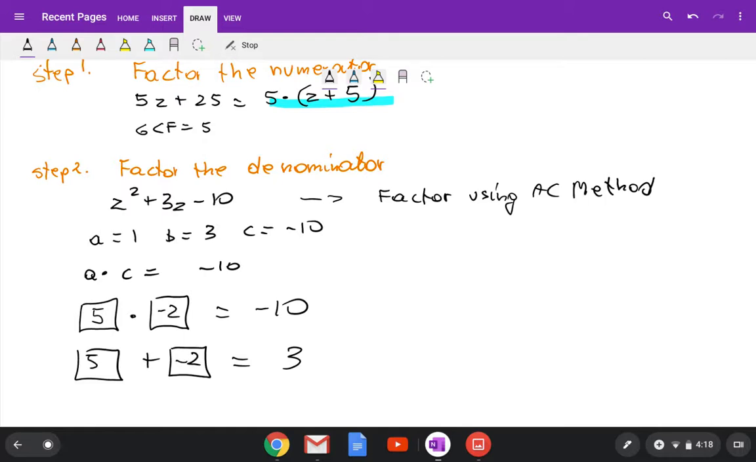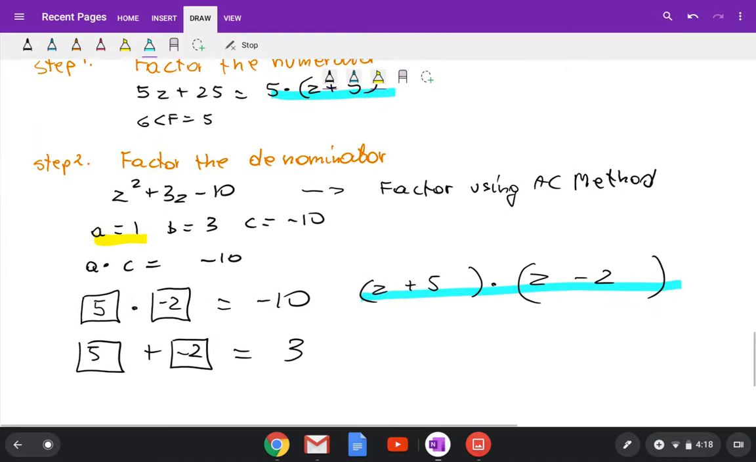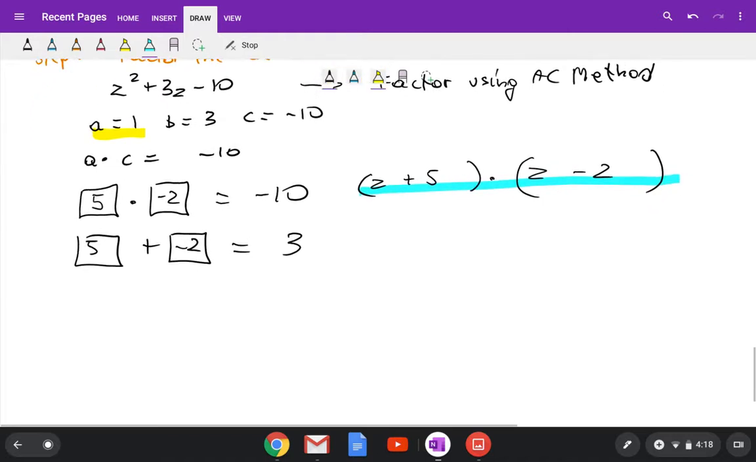So this is an easy case. Hope you guys remember that A is equal to 1. So in this case, we're just going to create our two factors. We're going to put z in each parenthesis, plus the first integer, which is 5, plus the second integer, which is -2. So let's save that. This is what we got when we factored the denominator. Now, what will be step 3?